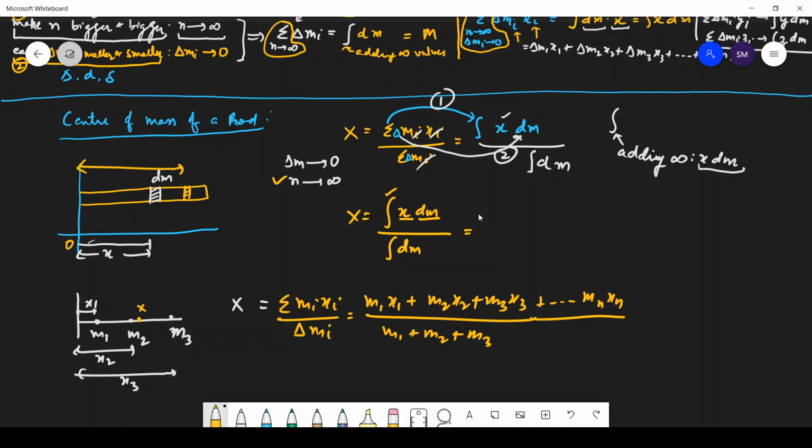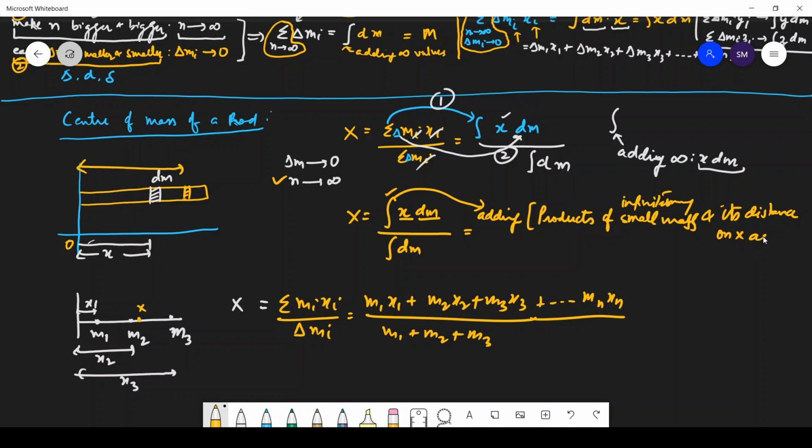So what does this mean? This integral sign means you are adding the products of infinitesimally small masses and their distance on the x-axis from the origin.